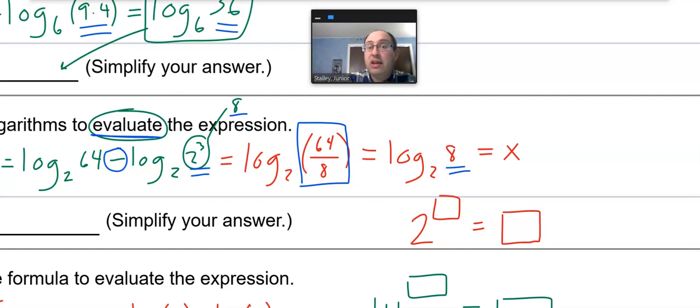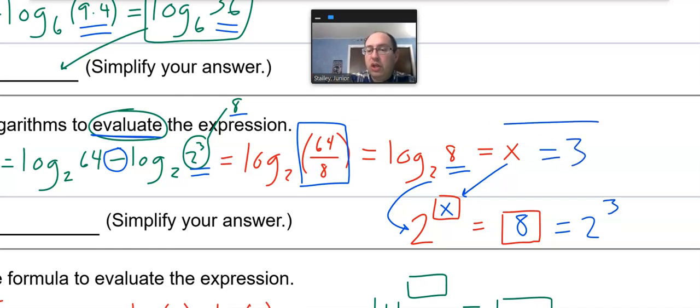So now we can write it in its exponential form and see if we can figure this out. We got a base of 2. We got an exponent of x, right? And the argument is 8, which is 2 to the third. Therefore, we know the answer to this whole doggone question is 3, because the exponent has to be a 3.